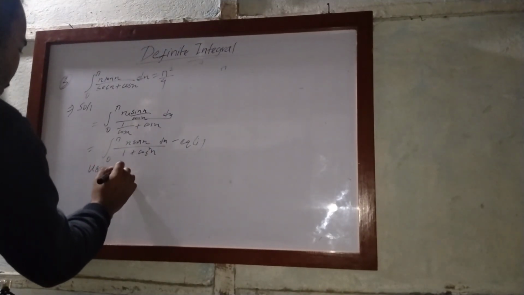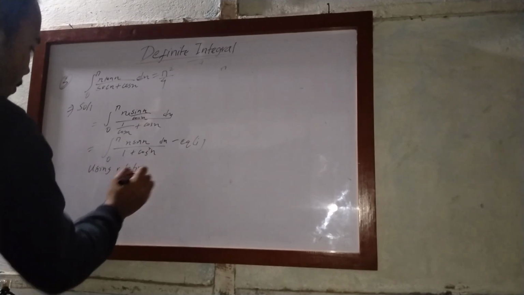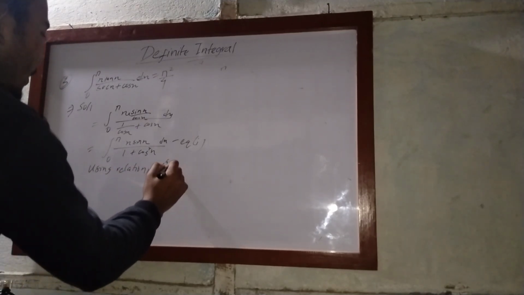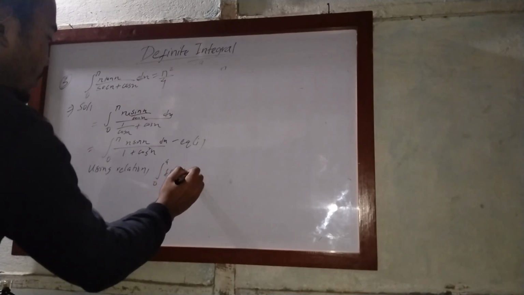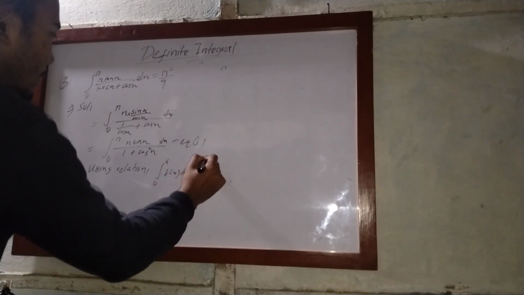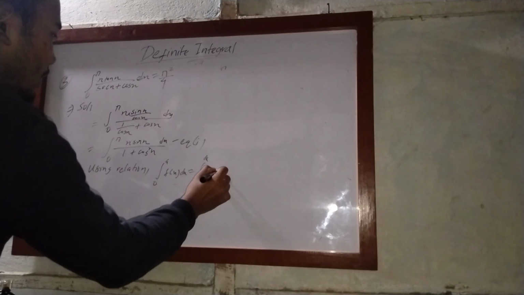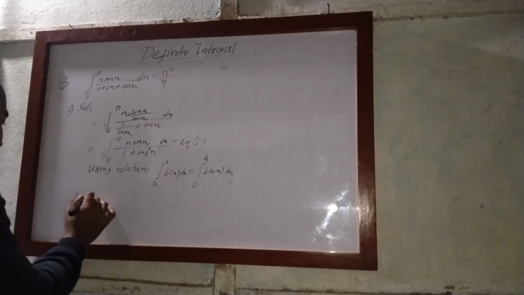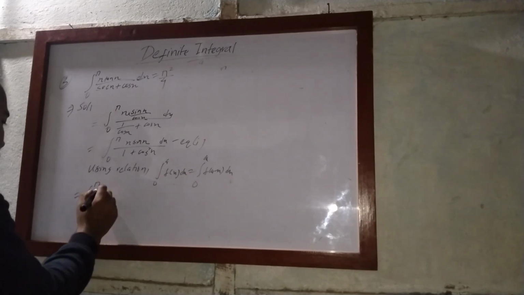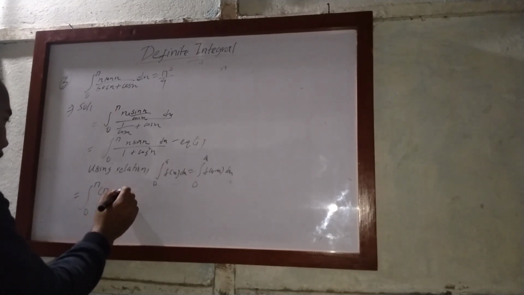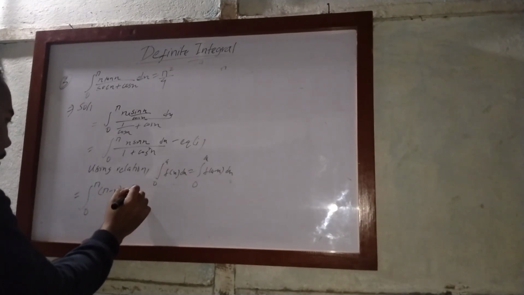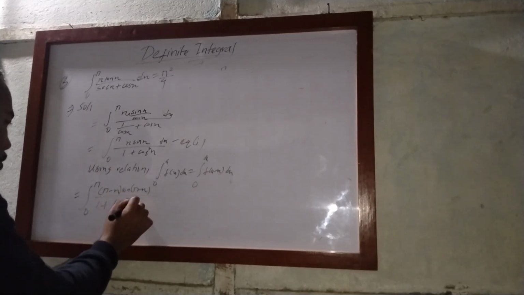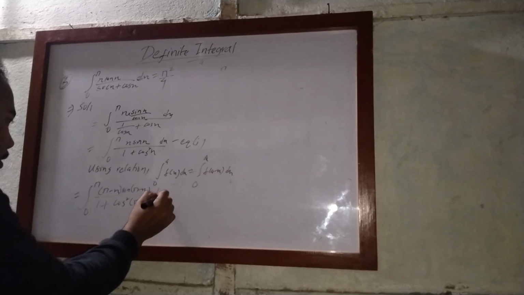Using the relation that integral 0 to a of f(x) dx is equal to integral 0 to a of f(a minus x) dx, it is equal to the integral from 0 to pi, in place of x, pi minus x, that's sin(pi minus x) by 1 plus cos square (pi minus x) dx.